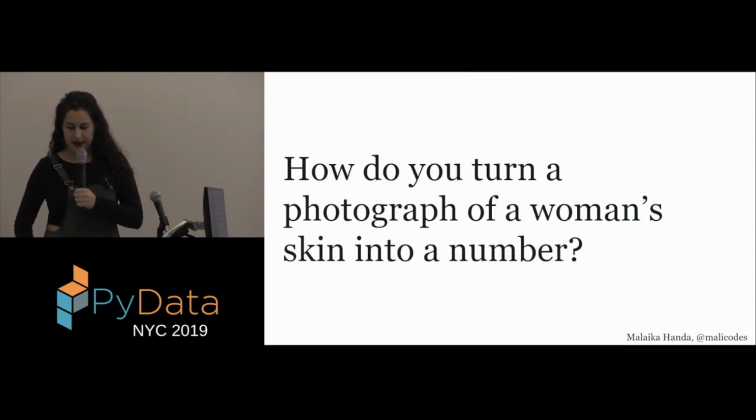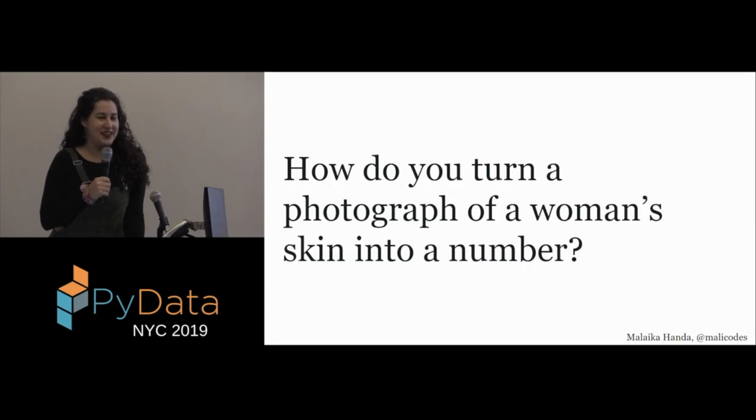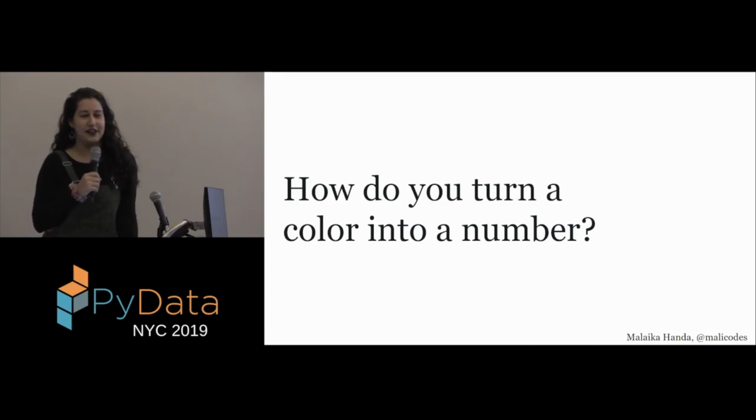And so we came up with this research question: how do you turn a photograph of a woman's skin, in this case, the cover photo of Vogue, into a number? And this is a really hard question. I sat with this question for a while and didn't have an answer. So I decided to replace it with a question that I did know the answer to, so I could feel like I was making some progress there. And that question is, how do you turn a color into a number?